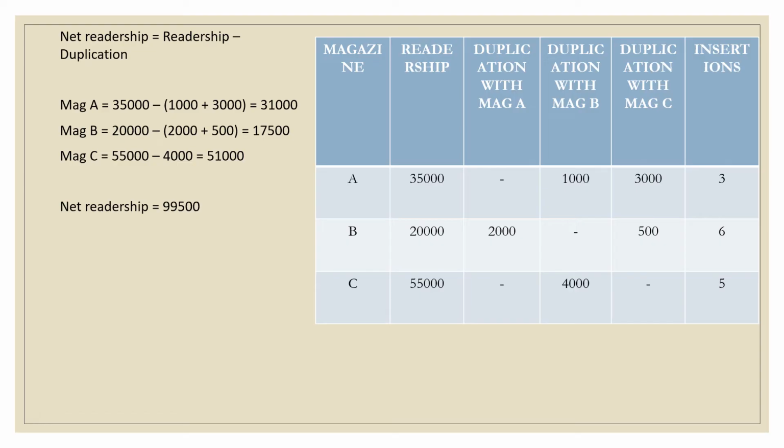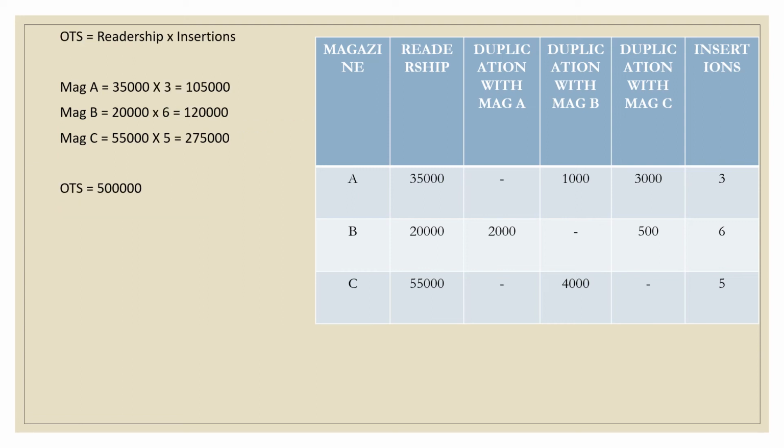For magazine B, our readership is 20,000 minus the duplication, which is 2,000 plus 500 with magazine C, which gives us 17,500. In magazine C, we had readership of 55,000 and a duplication of only 4,000. So that was straightforward, giving 51,000. When we add the answers of the three magazines, our net readership is the total sum, which in this case is 99,500.